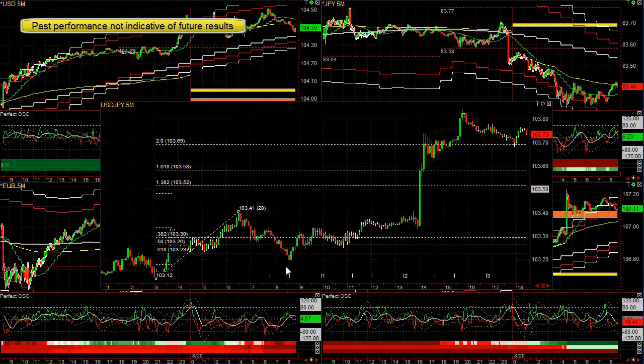It went slightly below the 62% retracement. And this is one of those things where you can get into this trade with a small risk, and it kind of goes up, pulls back, goes up, goes sideways. You're going to probably get out of this trade.